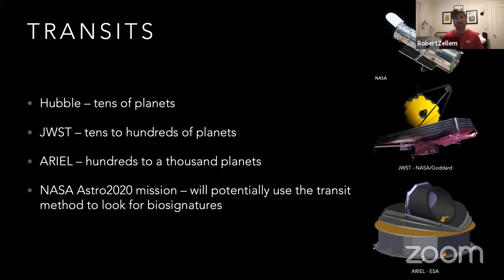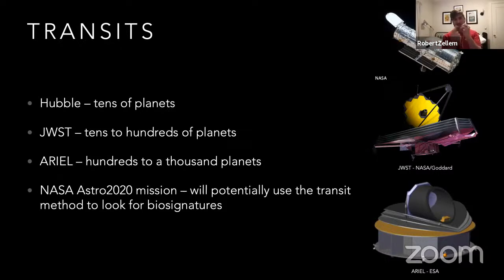The next generation of NASA flagship missions that are currently under study right now will likely use the transit method to look for biosignatures or signs for life. So the transit method is something that we'll definitely be using now and also in the near future to look at atmospheres and to potentially answer one of those age-old questions: is there life out there in the universe?